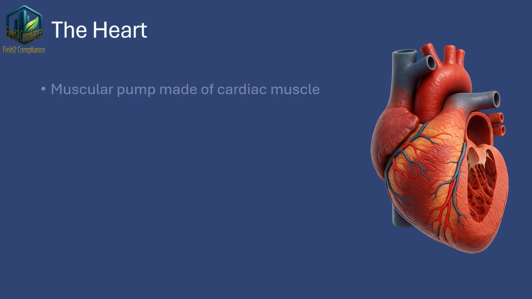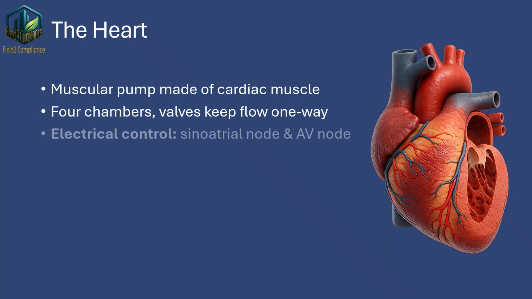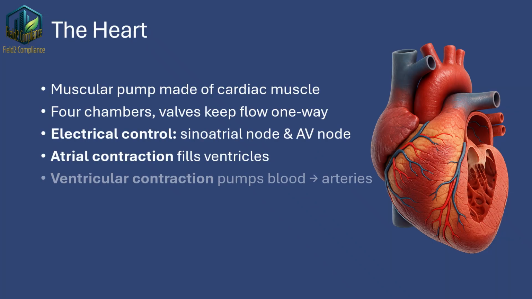The heart is a muscular pump made of cardiac tissue. It has 4 chambers and valves that keep blood moving in one direction. Contraction and relaxation are controlled by the sinoatrial node and atrioventricular node. Atrial contraction fills the ventricles, and ventricular contraction pushes blood out into arteries. This repeating process is called the cardiac cycle.